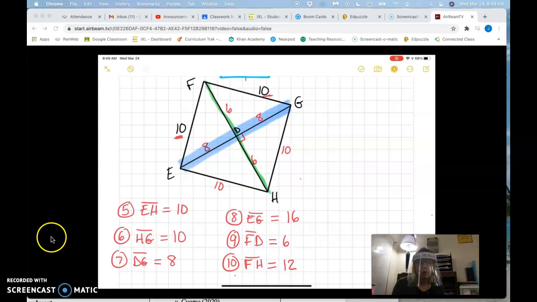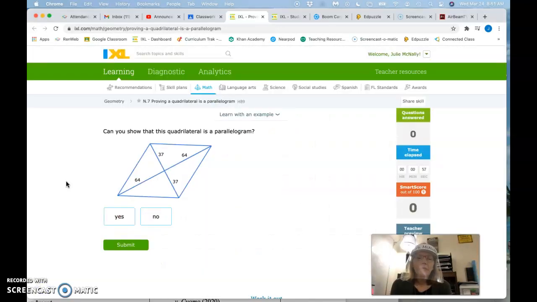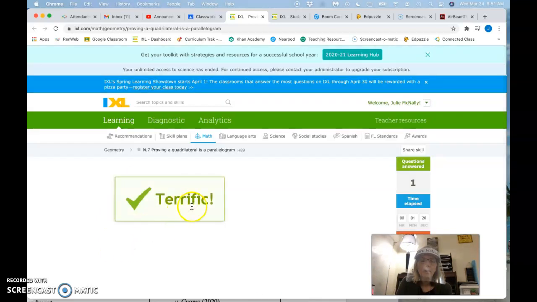Okay, so I'm going to do a few examples from IXL just to give you an idea of what to do. It says, can you show that this quadrilateral is a parallelogram? Think about the properties we just talked about. Can you prove that this is a parallelogram? Yes, because the bisectors are equal. Okay, yes, it is a parallelogram.